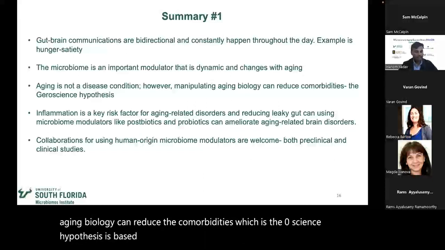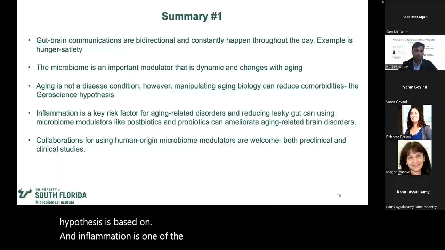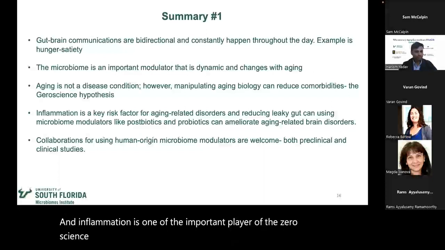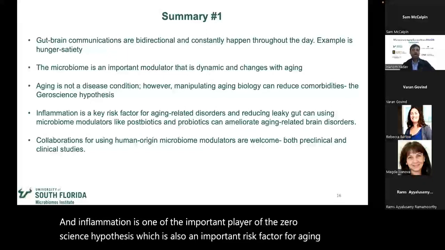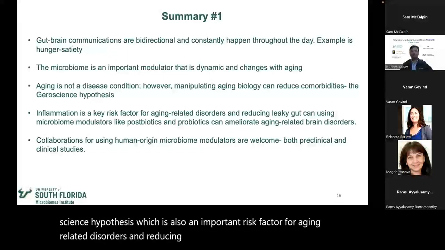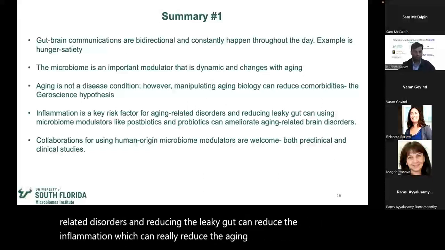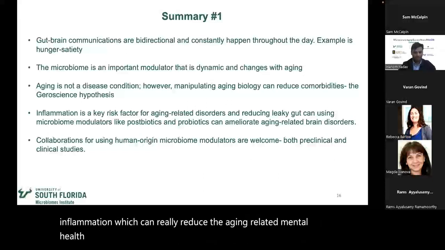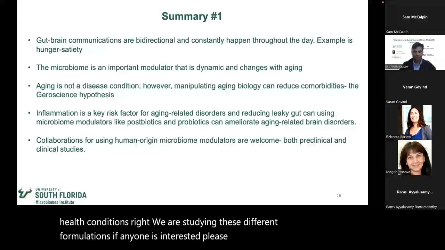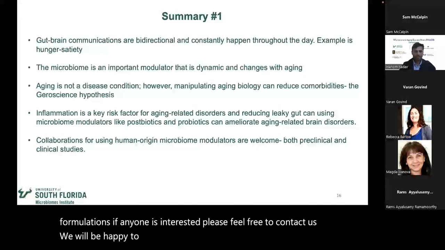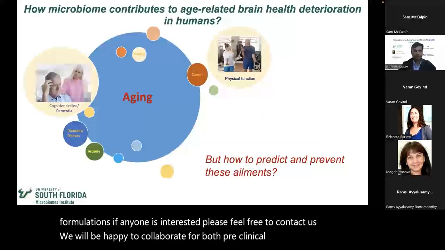And inflammation is one of the important pillars of the zero science hypothesis, which is also an important risk factor for aging-related disorders. Reducing the leaky gut can reduce the inflammation, which can really reduce aging-related mental health conditions, right? We are studying these different formulations. If anyone is interested, please feel free to contact us. We will be happy to collaborate for both preclinical and clinical studies.